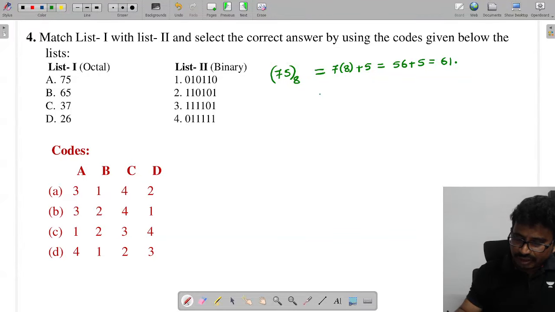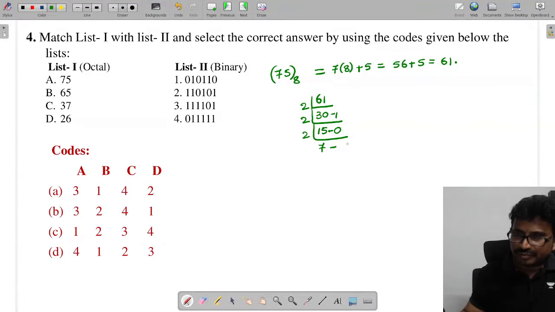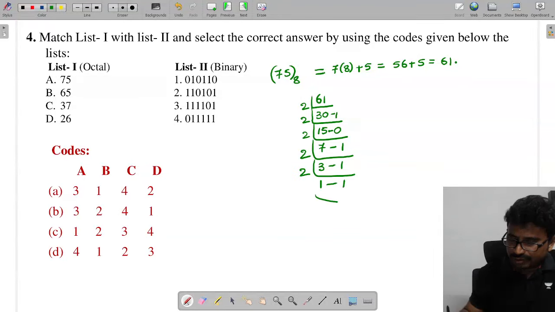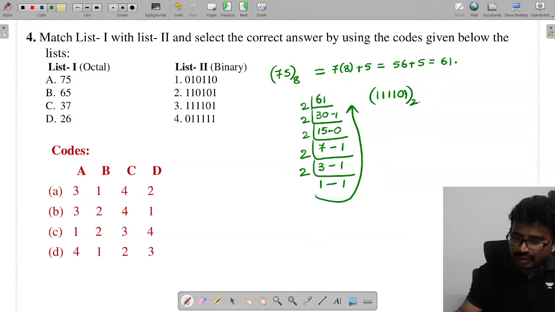So this is one tarika. 61 divided by 2, remainder 1, and 2, 15's 0, next 2, 7's 1, this is 2, 3 is 1, 2, 1 is 1. So we should write like this. Finally, this will be 1, 1, 1, 1, 0, 1. This is a binary form.